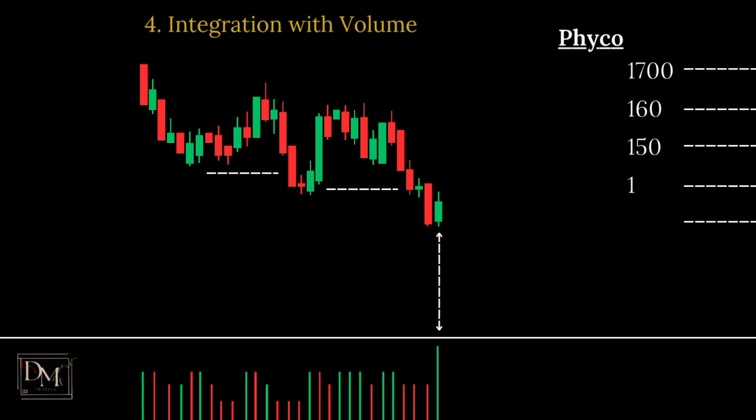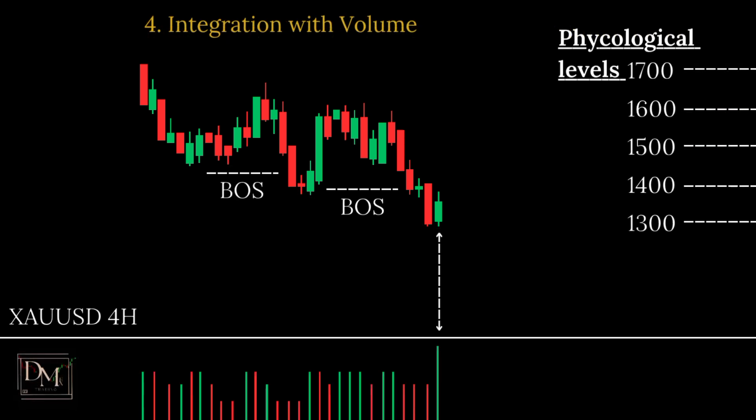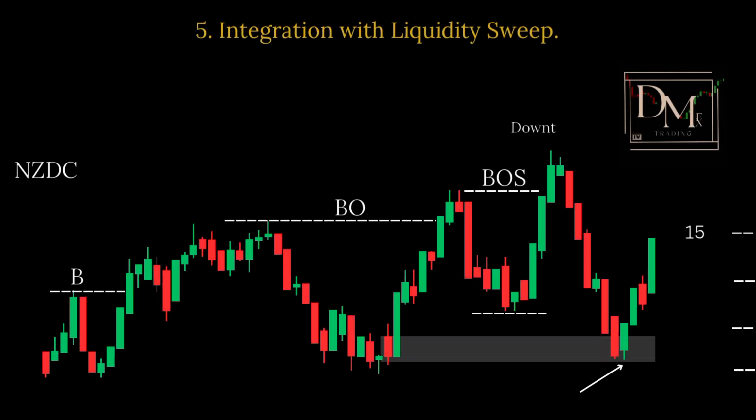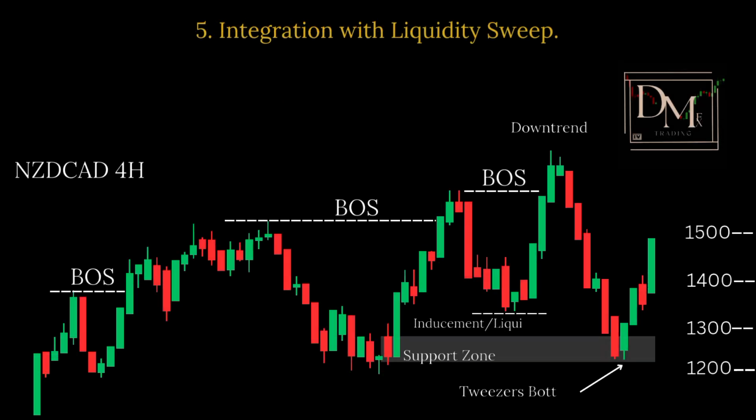4. Integration with volume. Volume reflects the intensity of buying and selling activity. A volume spike on the second candle of the tweezer bottom indicates heavy buying pressure and validates the reversal. 5. Integration with liquidity sweep. Liquidity sweeps occur when the market manipulates price to trigger stop-loss orders and trap retail traders before reversing. When a tweezer bottom forms after this stop hunt, it makes the pattern more reliable and a prime reversal signal.